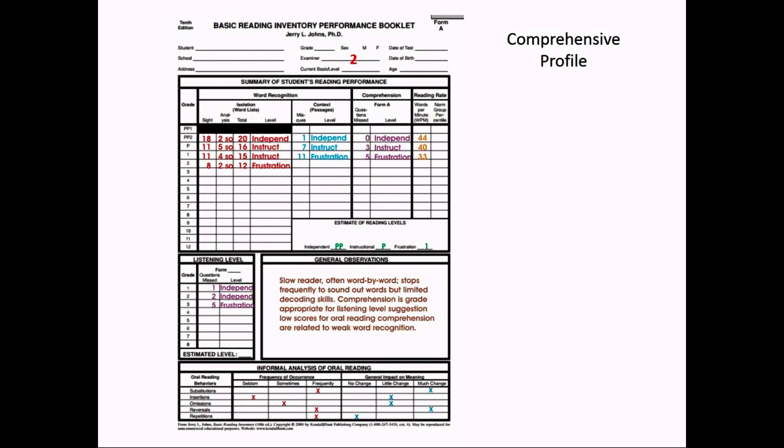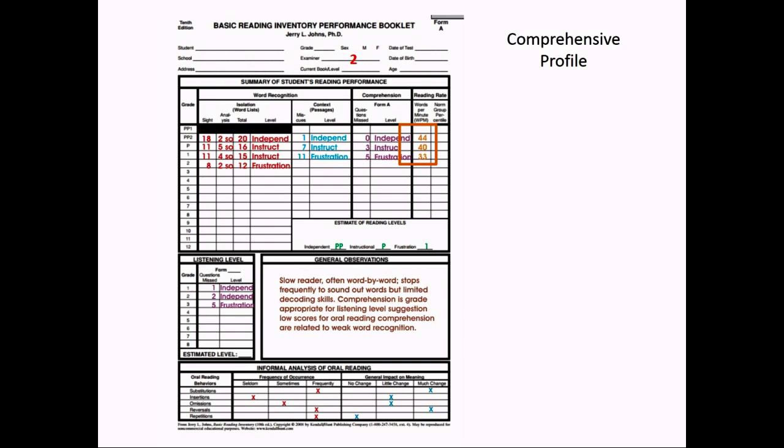Okay. Then you do the same thing for the contextual passages. They made 1 error, that was independent. They made 7 errors, that was instructional. They made 11 errors, that was frustrational. Then you can do the same thing for comprehension. And then you do the same for reading rate, which does not have any designation of frustration, independent, or whatever. That's just a qualitative type of thing.